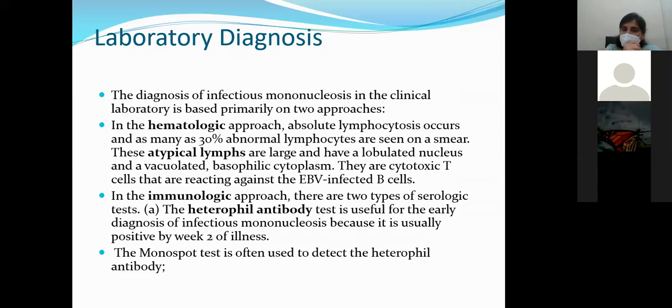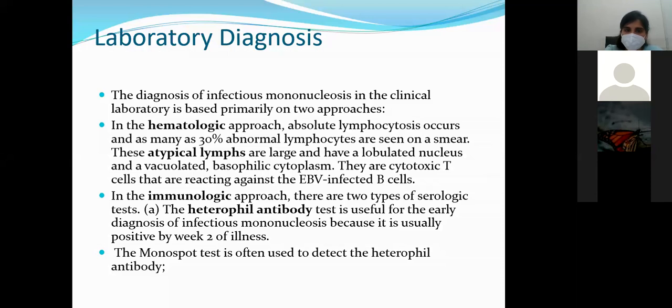In the hematological approach, absolute lymphocytosis occurs. The lymphocyte count becomes very high, and as many as 30% abnormal lymphocytes are seen on the smear. These atypical lymphs are large and have a lobulated nucleus and a vacuolated basophilic cytoplasm. These are cytotoxic T cells that are reacting against the Epstein-Barr virus infected B cells.